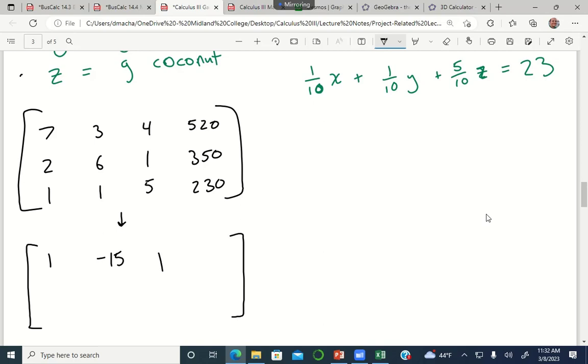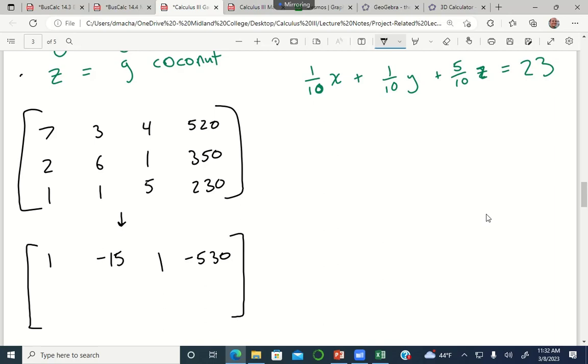And then 520 minus 3 times 350 is... It should be negative. Yeah, negative 530. Does everybody agree? Oh, negative. Okay. I'm trusting you guys because I'm not going to do that in my head. So that would be my new first row with the 1 there.